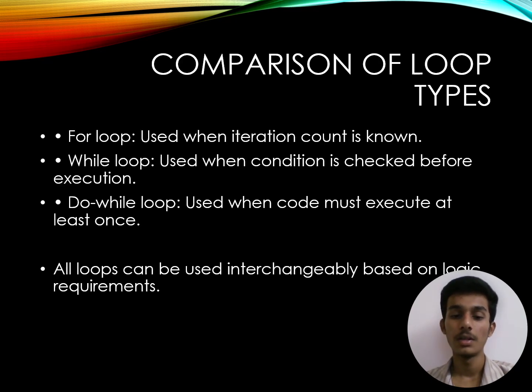Comparison of loop types. For loop is used when the iteration count is known. Means we know the repetition count, then we will use the for loop. While loop is used when the condition is checked before execution. In while loop, before execution of the code, it checks the condition first. Next, do while loop is used when code must execute at least once. It means the code must execute one time before checking the condition. All loops can be used interchangeably based on logic requirements.